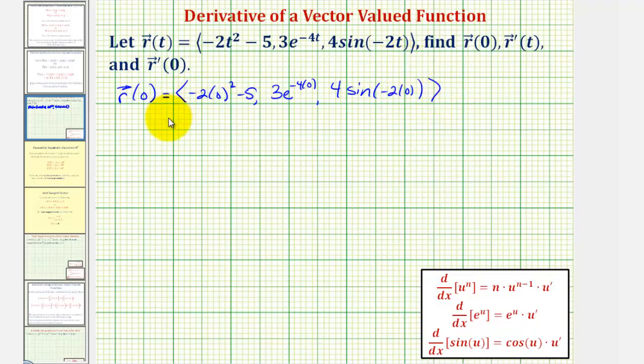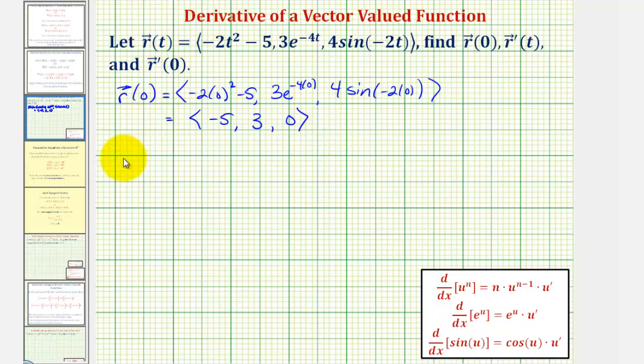So simplifying, the x component would be 0 minus 5 or negative 5. The y component would be 3, since e to the 0 is 1. And the z component would be 4 times sine 0, and since sine 0 is 0, the z component would be 0. So again, the terminal point of this vector would be one point on the curve given by the vector-valued function r of t.